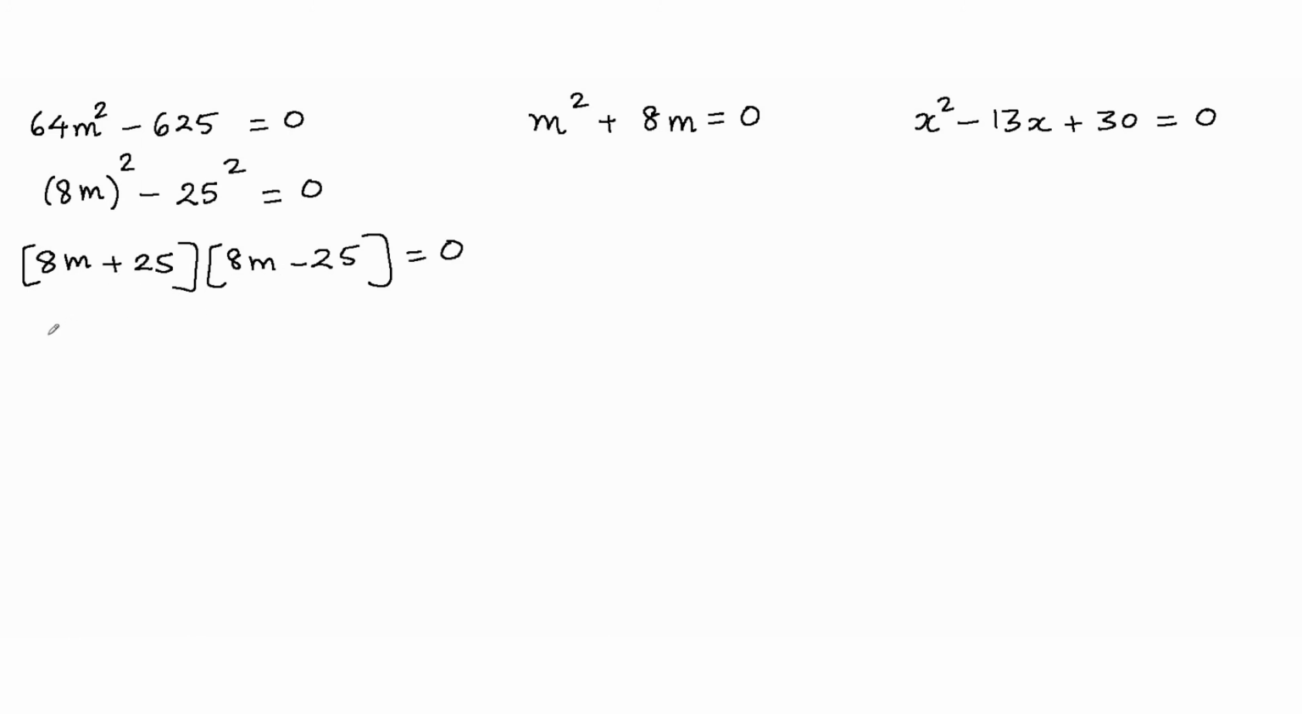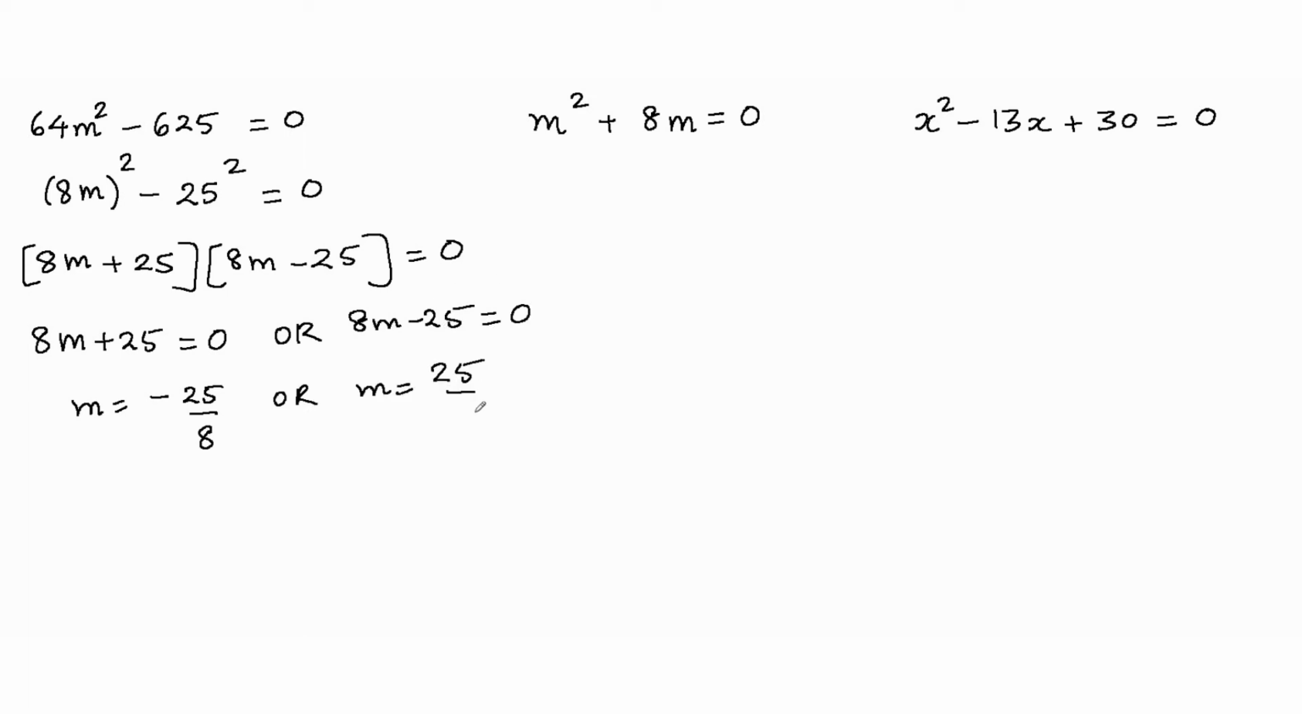If the product of two terms is 0, it means that one of the two terms has to be 0. So this implies either 8m + 25 = 0 or 8m − 25 = 0. Which means m = −25/8 or m = 25/8, I can shift the 25 to the other side and then divide it by 8. These are the two roots of the given quadratic equation.